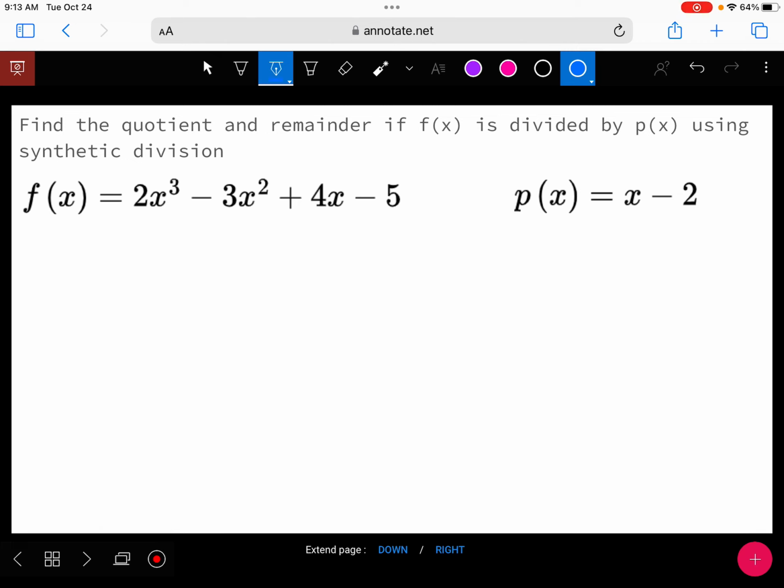All right. So it's very similar to what we did yesterday. We're going to find the quotient and the remainder. If f of x is divided by p of x, we're just going to use synthetic division because it's way faster. You could do long division if you love long division. Synthetic's way faster, but it still works. It's just faster.